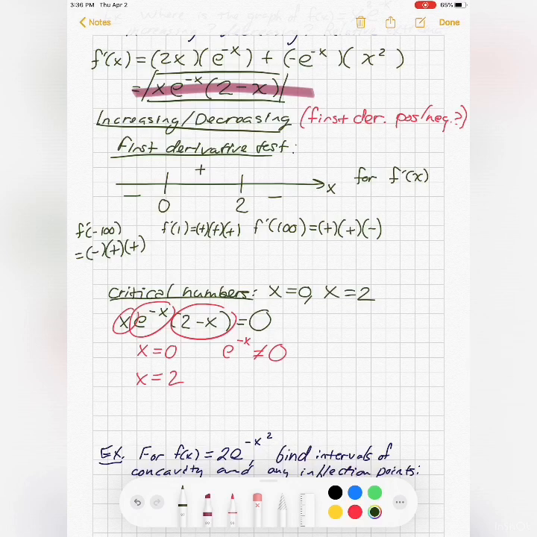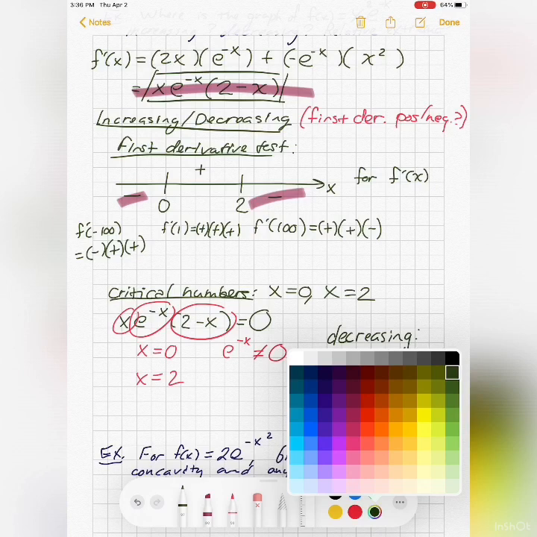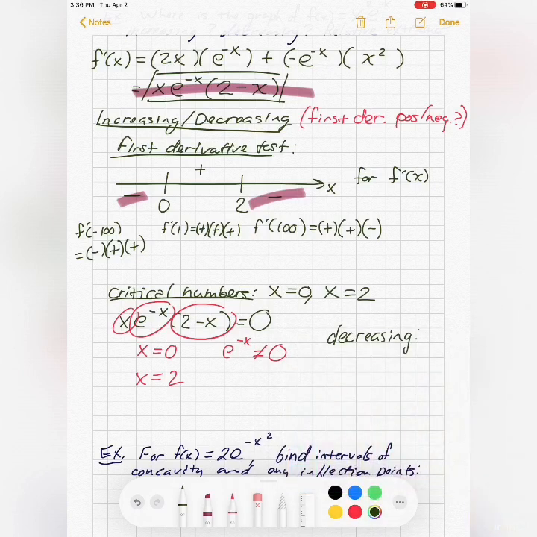Okay, so then I should be able to write out my conclusion. So let's see, decreasing where the derivative is negative. Okay, so that would be negative infinity to 0, 2 to infinity, and increasing where that derivative is positive. So that would be 0 to 2.